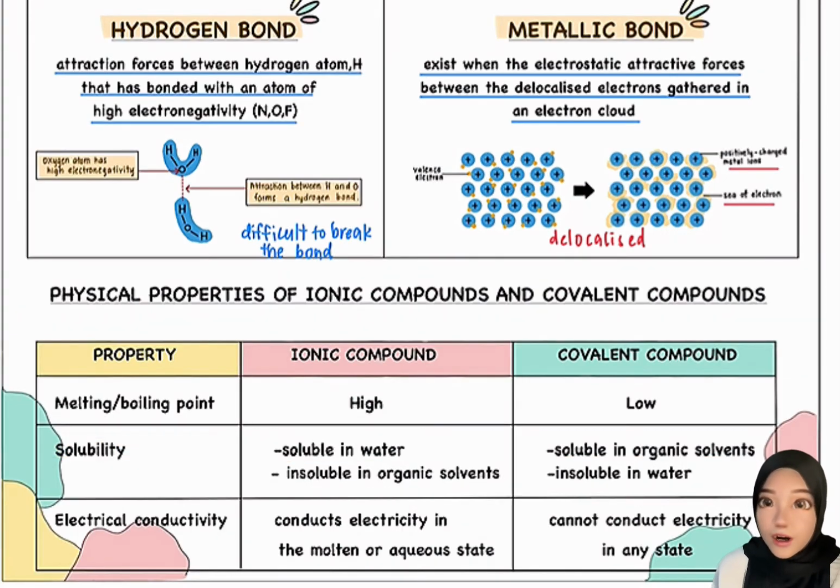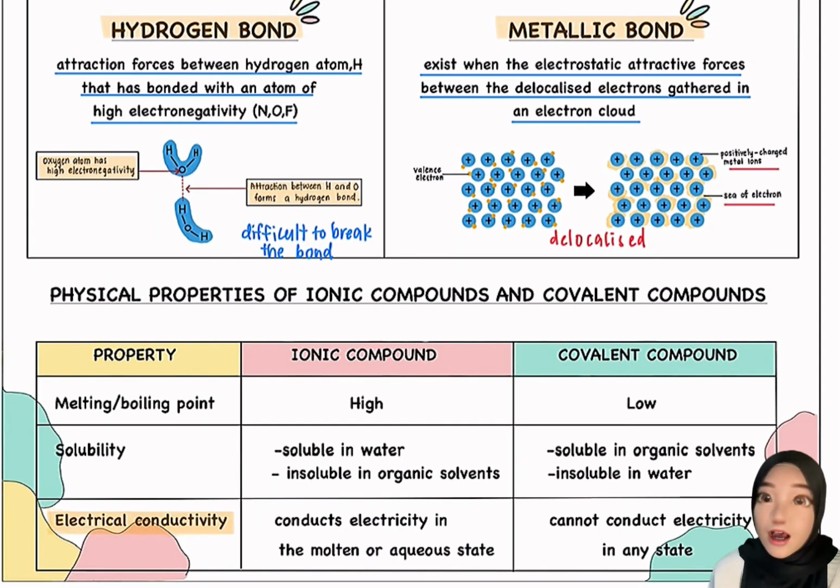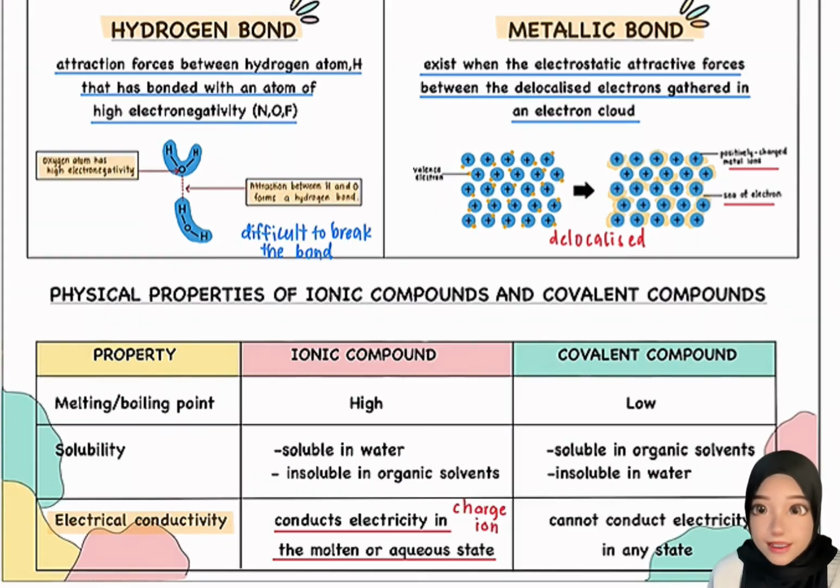Now for the last part, we are going to look at the property of electrical conductivity. All ionic compounds can conduct electricity in the molten state and in aqueous solution because they have charged ions that can move freely, and ionic compounds in the solid state do not conduct electricity because the ions are held by a strong electrostatic force of attraction. Therefore, they are not free to move.